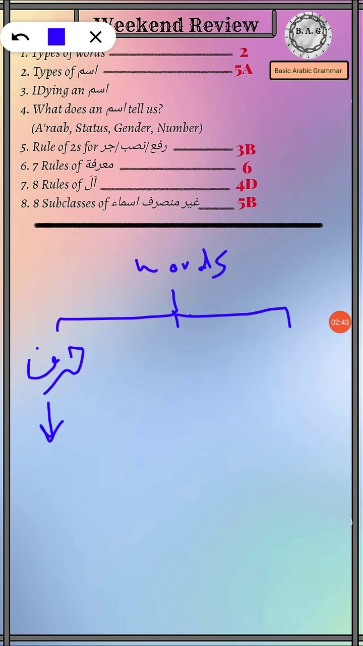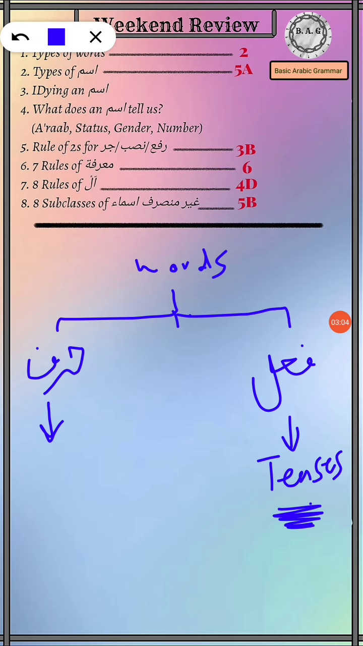Alright, the second one was fail. It's simply the tenses. It must indicate whether an action has taken place in the past, in the present, or is going to take place in the future. Okay, so tense must be included in order for a word to be a fail, and we are going to cover these indications, or these flags if you want, when we move on to fail, inshallah.